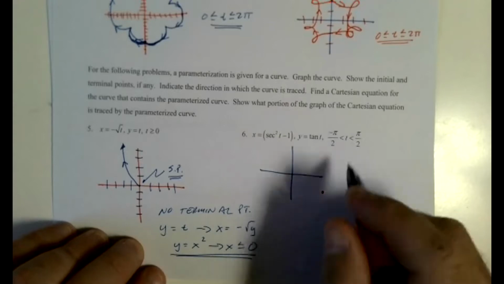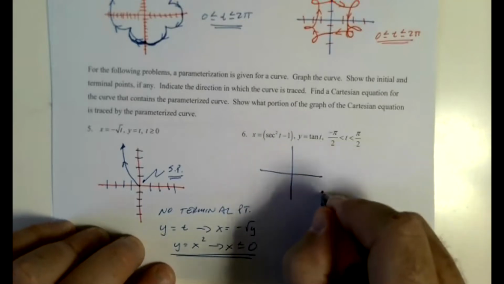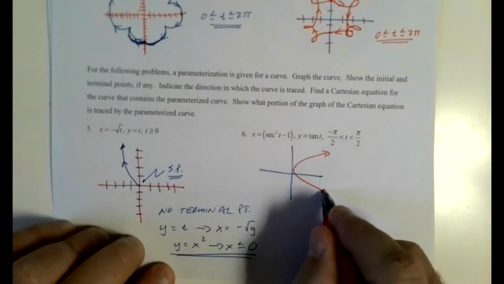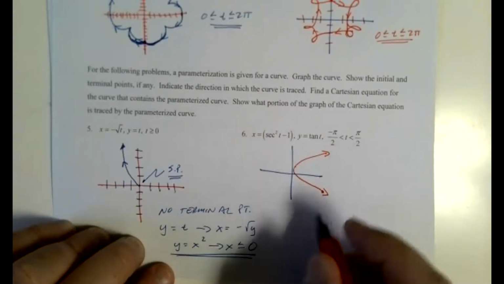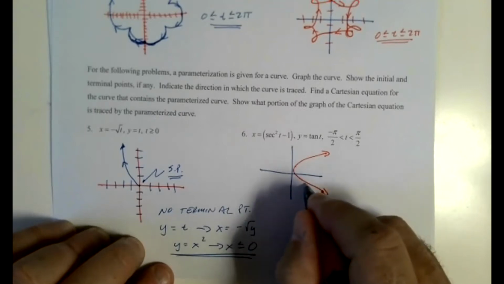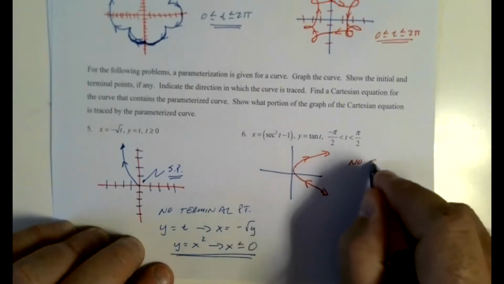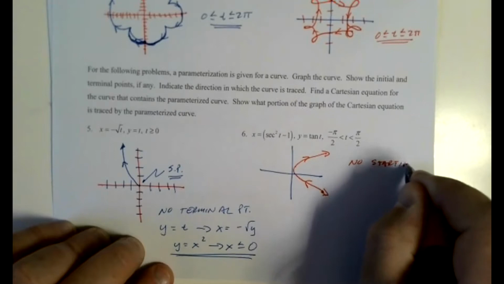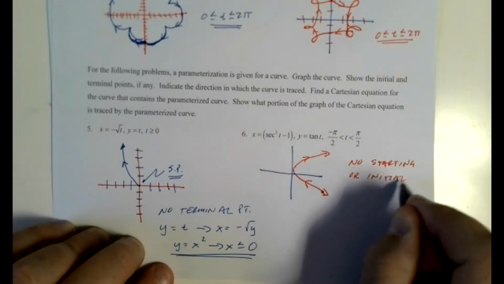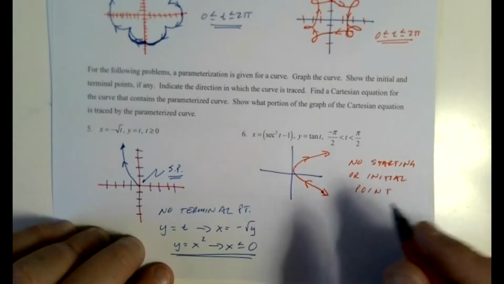No, it doesn't have a point because tangent goes forever and ever, and so does secant and pi over 2. So something like that. And also like that, because it goes negative. So the line keeps going. However, the direction is this, and there is no starting or initial point. I'm guessing this is probably a hyperbola, but we'll see.